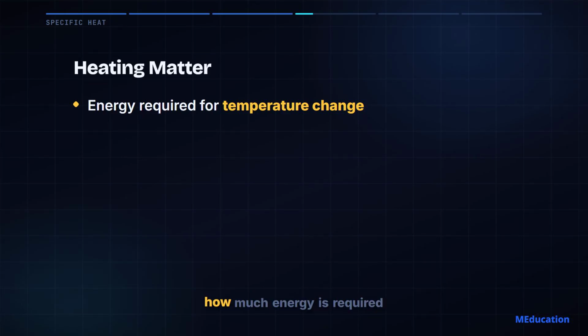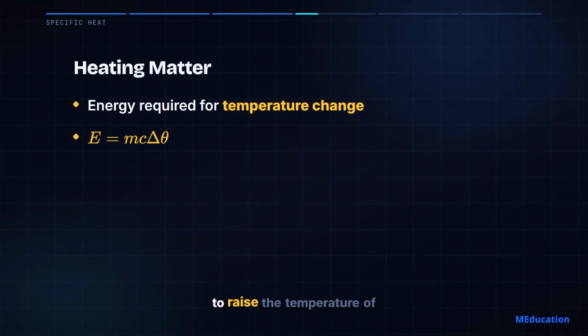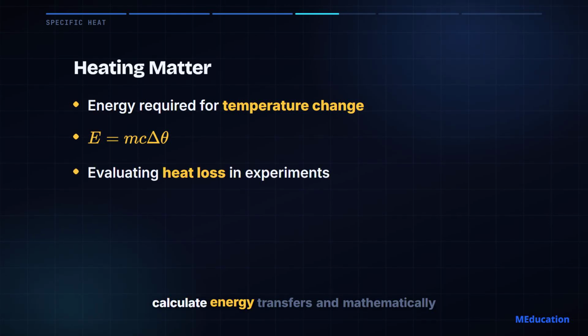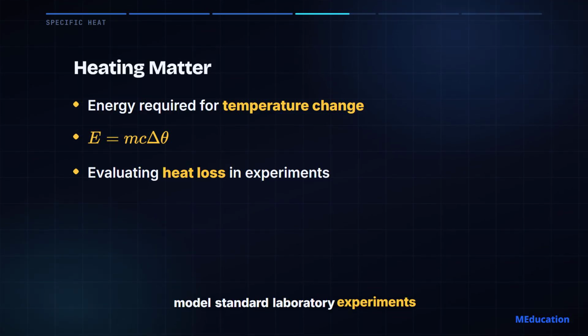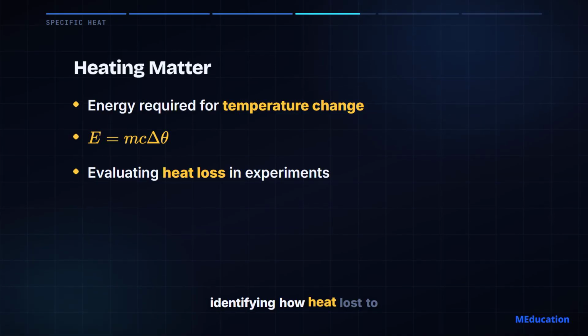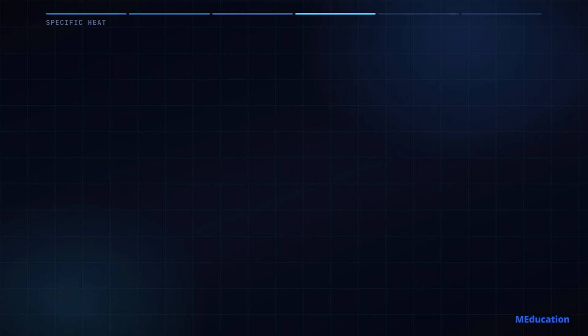Specific heat capacity tells you how much energy is required to raise the temperature of 1 kilogram of a substance by exactly 1 Kelvin, without changing its state. You will use this to calculate energy transfers and mathematically model standard laboratory experiments. Crucially, you will need to evaluate these practicals, identifying how heat lost to the surroundings skews your final calculated values, and how to mitigate those errors.